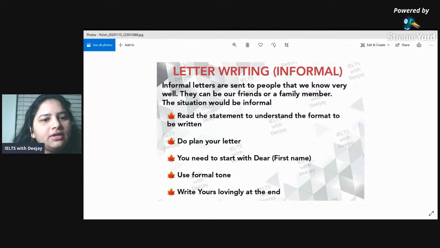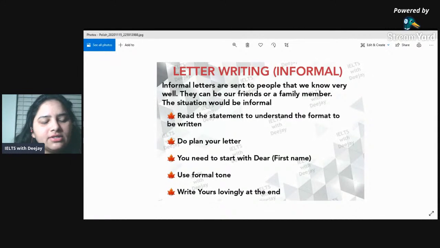The informal letters are for the people who we know very well. They can be a family member or friend. The situation will be informal. Okay. And how you come to know about it, you have to read the statement. They will mention it. They will clearly mention it. Read the statement to understand the format to be written. Then you have to plan your letter.